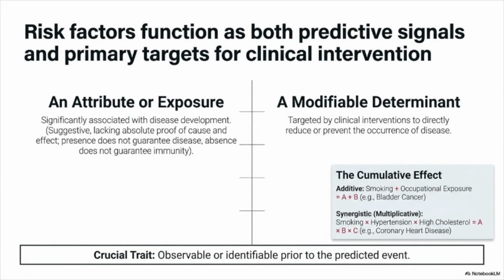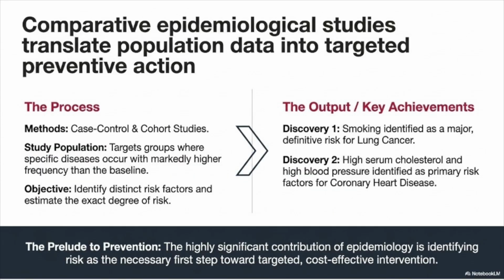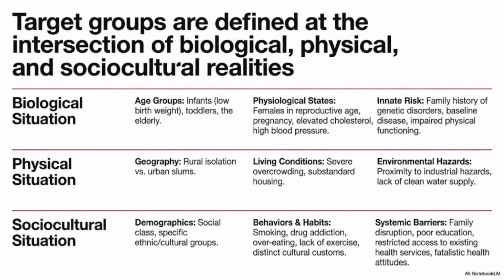To summarize, risk factors are characteristics or exposures that increase the probability of disease. They may be causative, contributory, or predictive, and may be modifiable or non-modifiable. Epidemiological studies help identify these risk factors and provide the scientific basis for disease prevention. The WHO risk approach ensures that healthcare resources are allocated according to need, with greater attention given to individuals and communities at the highest risk. Understanding these principles is essential for every medical student, nursing student, and public health professional, because prevention always begins with identifying risks.